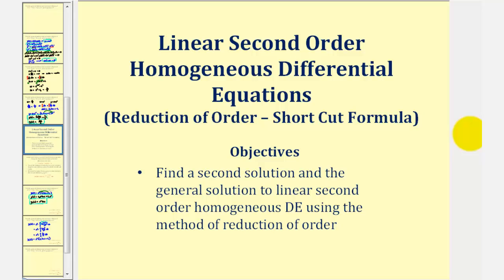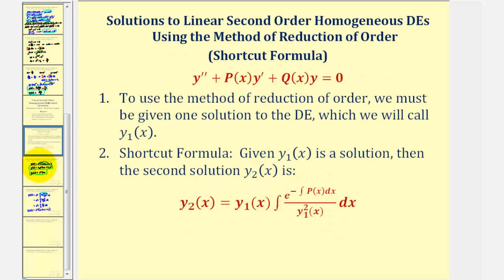Welcome to a second example of using the reduction of order shortcut formula in order to find a second solution and the general solution to a linear second order homogeneous differential equation. In order to apply the shortcut formula, our differential equation must be in this form here. Notice how the coefficient of y double prime must be 1.